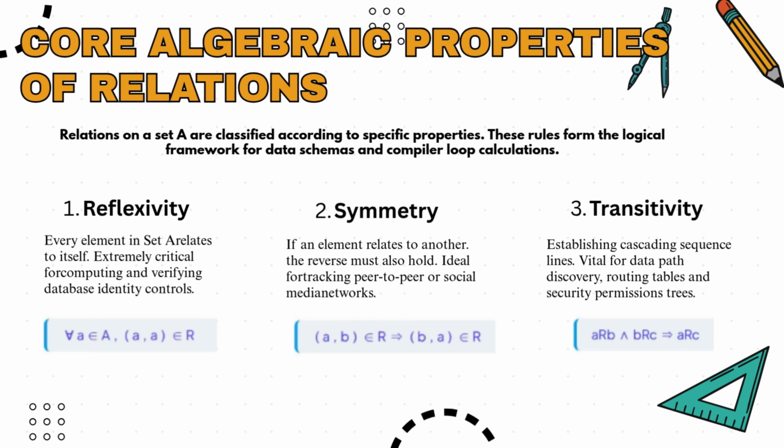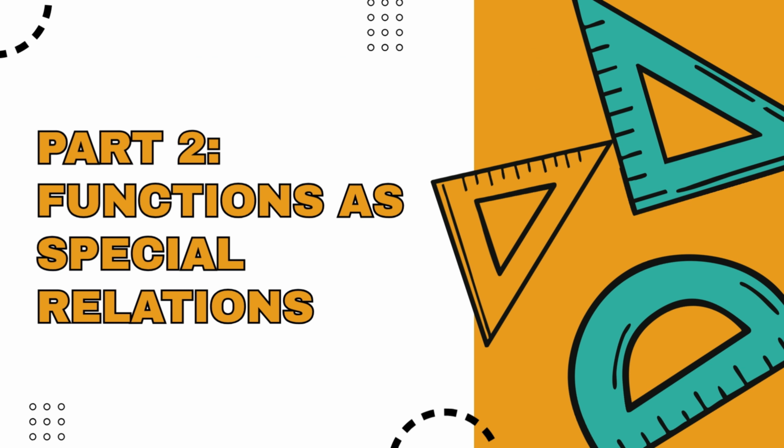Thirdly, transitivity. A relation is transitive if connections can cascade across a sequence of elements. If a relates to b and b relates to c, then a must relate to c. This property is absolutely vital for transitive closure algorithms, computing routing tables in computer networking, and executing security permission inheritance trees. This brings us to part 2 of our presentation, functions as special relations.